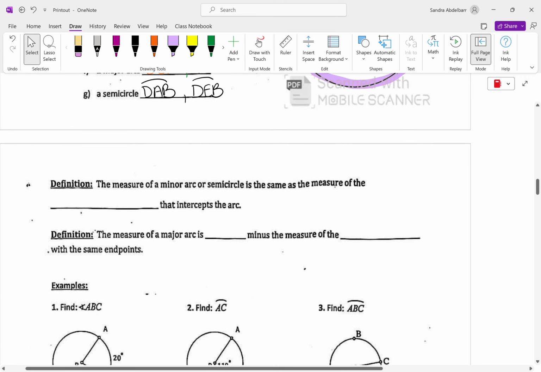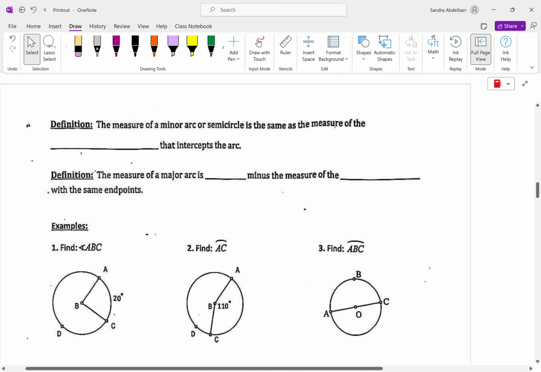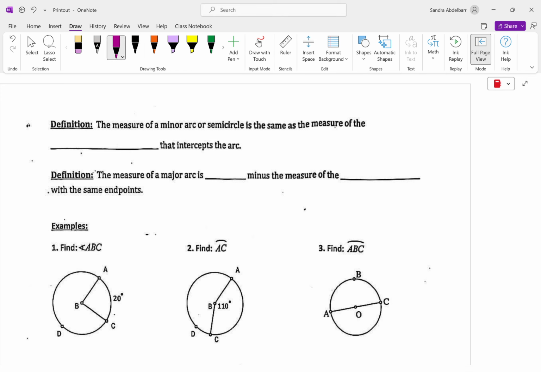All right, let's keep going. The measure of a minor arc or semicircle is the same as the measure of the central angle that intercepts the arc. The measure of a major arc is 360 degrees minus the measure of the minor arc with the same endpoints.